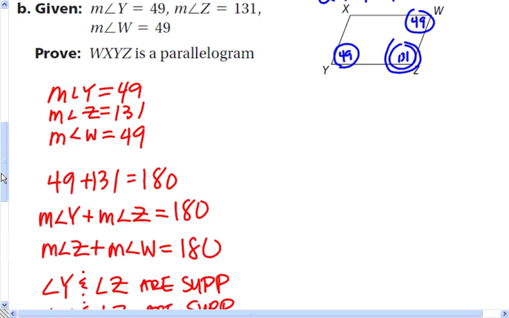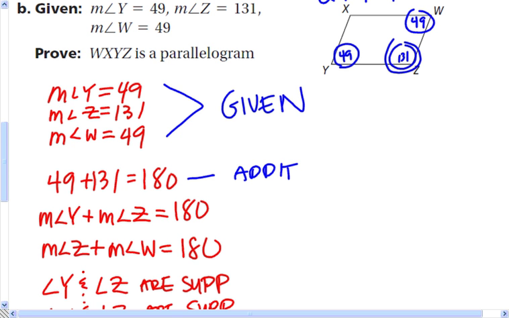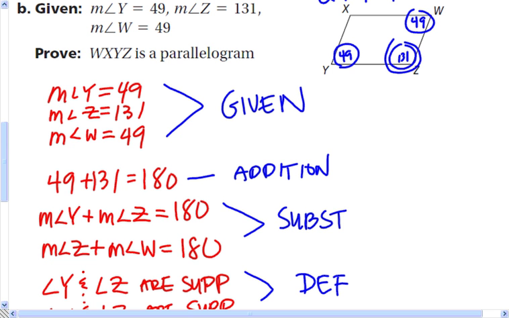So I wrote down my statements, and I'll just fill in the reasons. These are given. This is, we're just going to call that addition. And measure of angle Y plus measure of angle Z equals 180, measure of angle Z plus measure of angle W equals 180. And that is by substitution. And we get that angle Y and angle Z are supplementary, and angle W and angle Z are supplementary, and that's just the definition of supplementary angles.